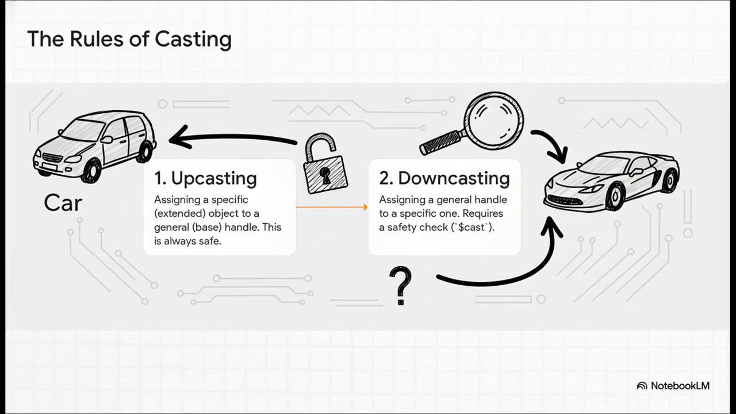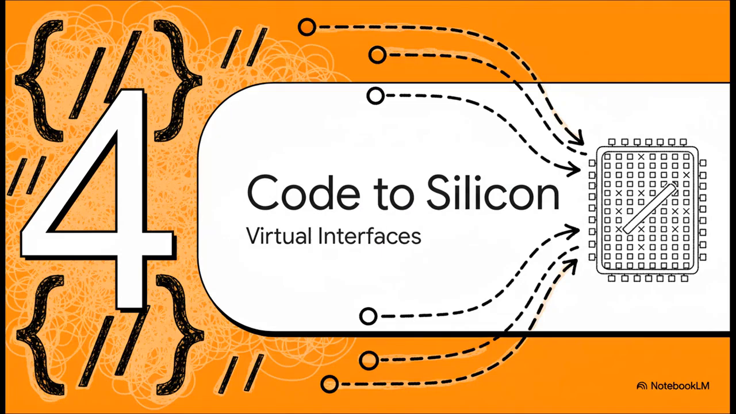You've got to do a safety check first to make sure it is a sports car before you try to use it. This lets your test bench handle generic things, but still get to their specific features when it needs to. All right, so now we've got this smart, adaptable test code. That's great, but that brings up a new question.